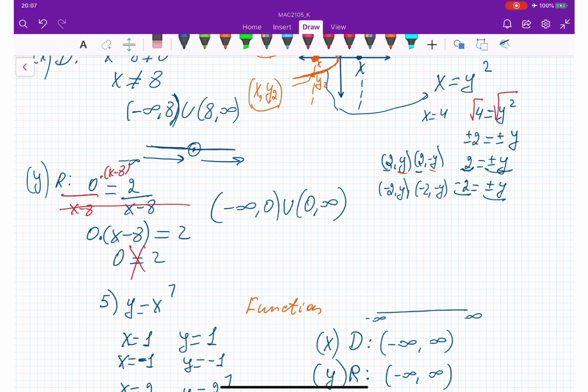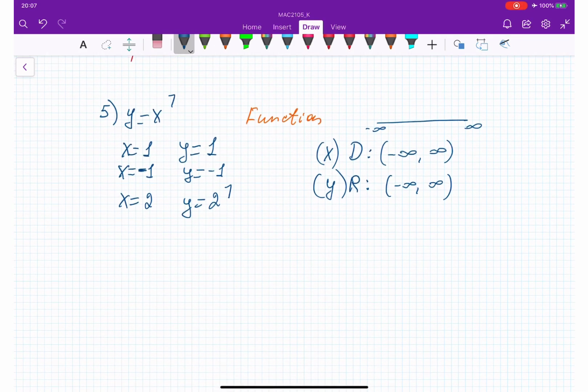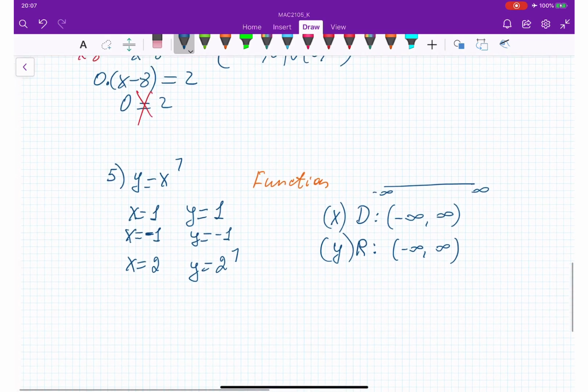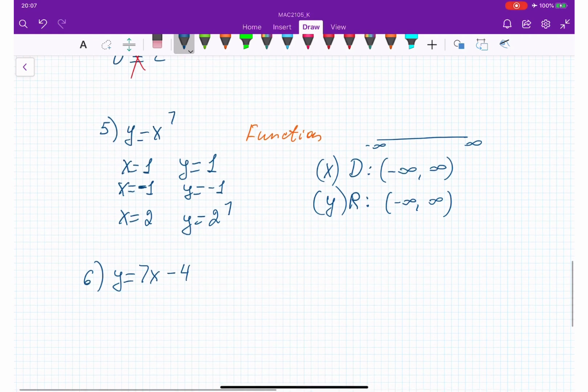Okay? So we did solve 5 also. Moving to number 7. Question number 6. Let's solve question number 6. So y is equal to 7x minus 4. Okay, is this a function? Let's see. We don't have x any degree. We don't have y any degree. Both of them are degree 1. Yes?